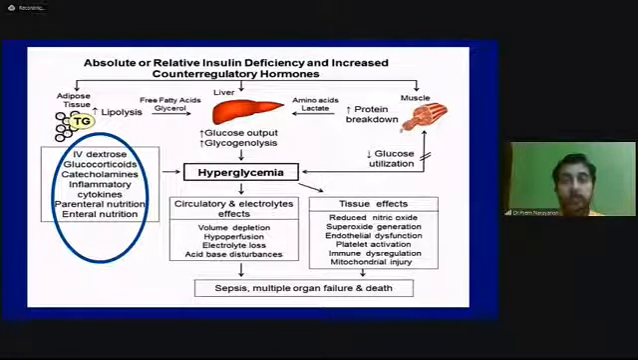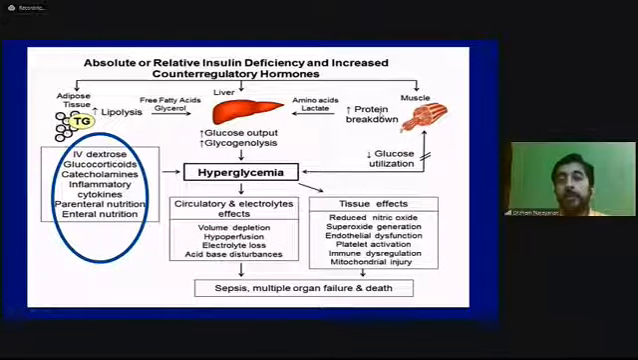So in patients with stress or admissions, there can be absolute or relative insulin deficiency and increased counter-regulatory hormones. This insulin deficiency, or the relative insulin deficiency or the insulin resistance, can lead on to increased lipolysis, leading to increased free fatty acid levels in the circulation, and glycerol. Glycerol reaching the liver increases the glucose output, so hepatic glucose production will be increased. Again, due to the insulin deficiency or resistance, there can be increased glycogen breakdown.